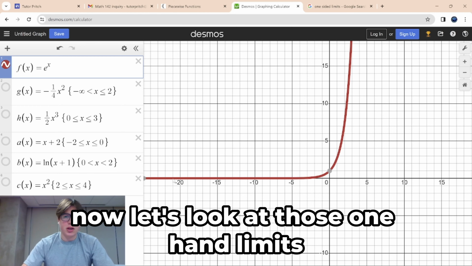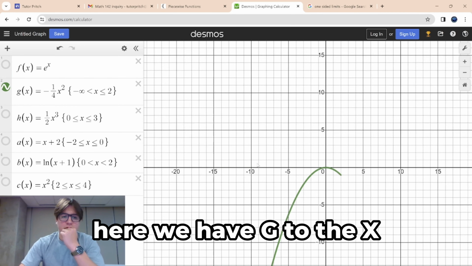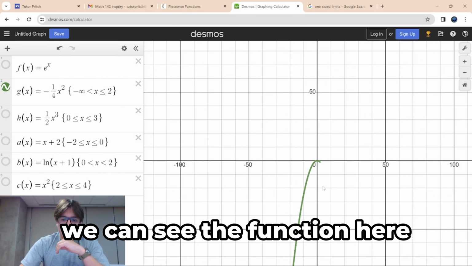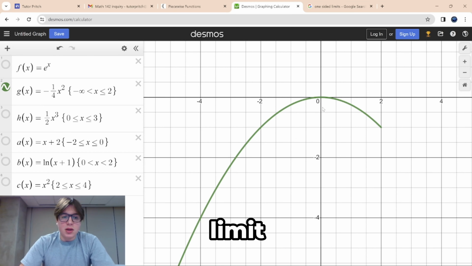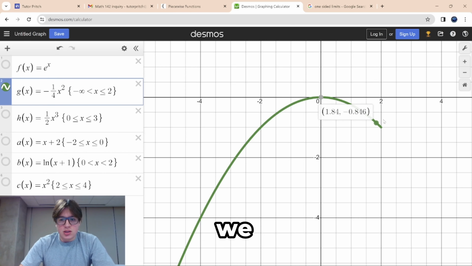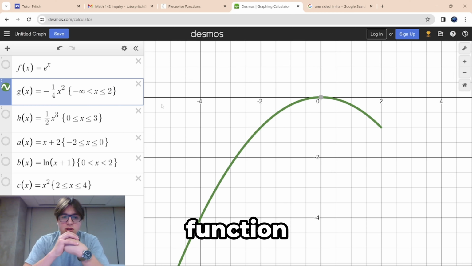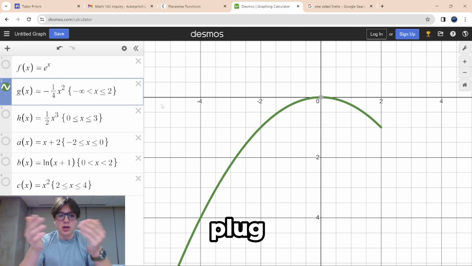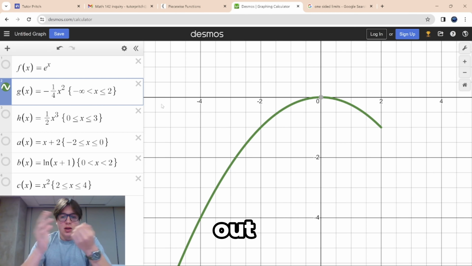Now let's look at those one-hand limits I was talking about. Here we have g of x. We can see the function here as we zoom out. We can assess the limit as the function goes to the point x equals 2. We can assess it graphically, but since we can see that the function is defined at 2, we can just plug it in and find out that the limit as x approaches 2 for g(x) is just negative 2.